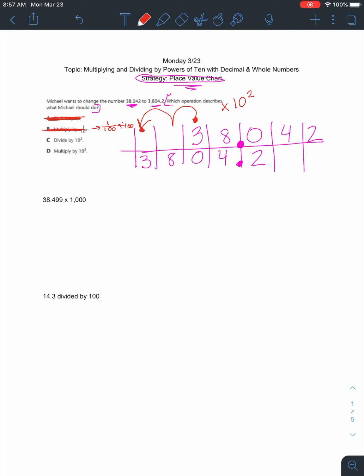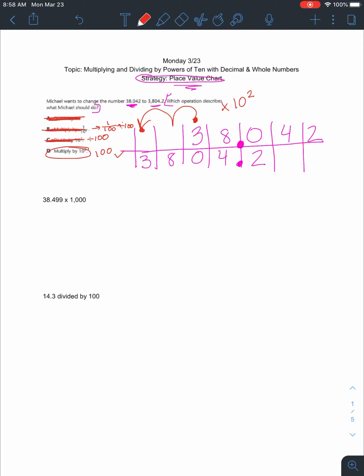Divide by 10 to the power of 2. Again, this would be like dividing by 100, and we know that our number moved to the left and not the right. So we're left with multiplying by 10 to the power of 2. This is like multiplying by 100, and it matches exactly what we did by moving 2 place values to the left. Let's try another problem.